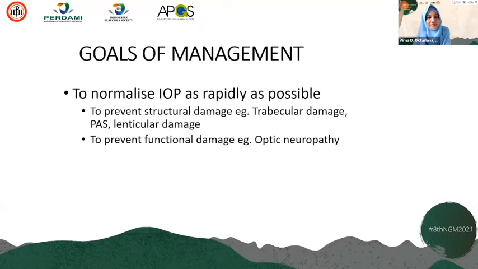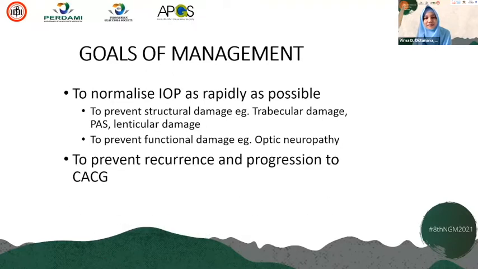So the main goal of treatment of acute angle closure crisis is to break the acute attack, that is to normalize the intraocular pressure as rapidly as possible. This is mainly needed because we want to prevent structural and functional damage. Structural damage referring to the trabecular damage, formation of peripheral anterior synechiae, and also further lenticular damage. And functional damage refers to the optic neuropathy. And as I mentioned earlier, we need to prevent recurrence and progression to chronic angle closure glaucoma.